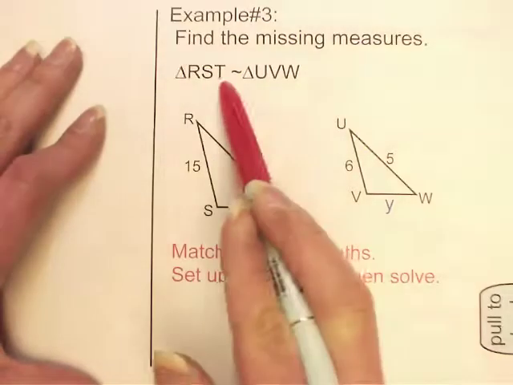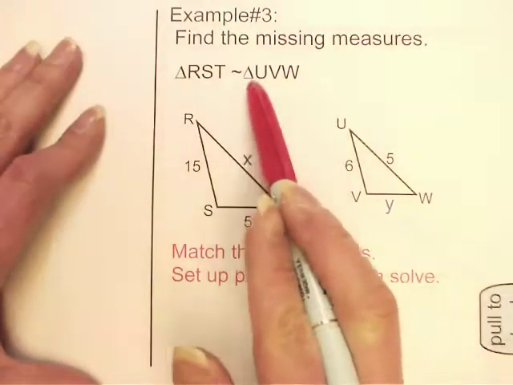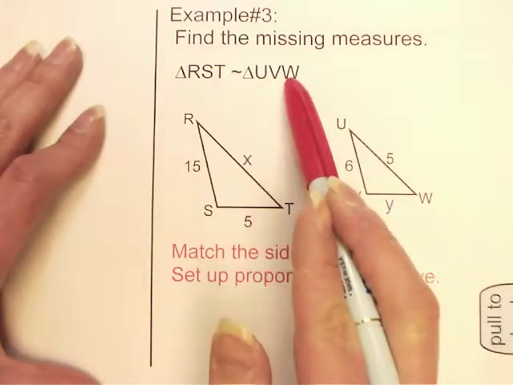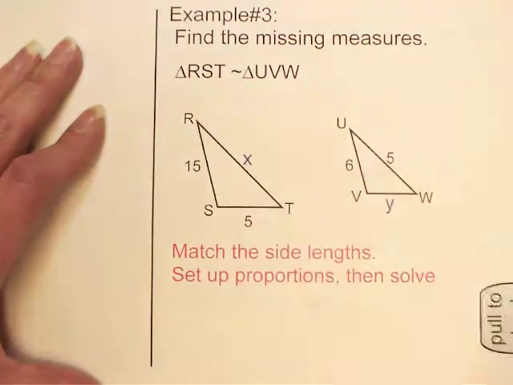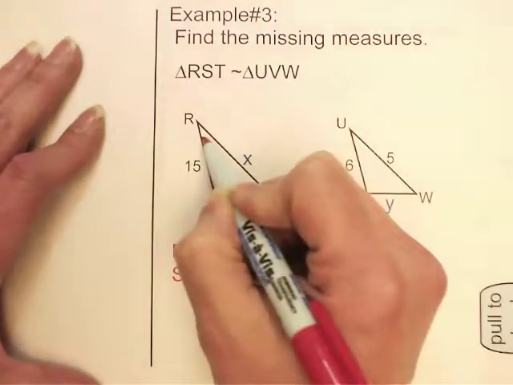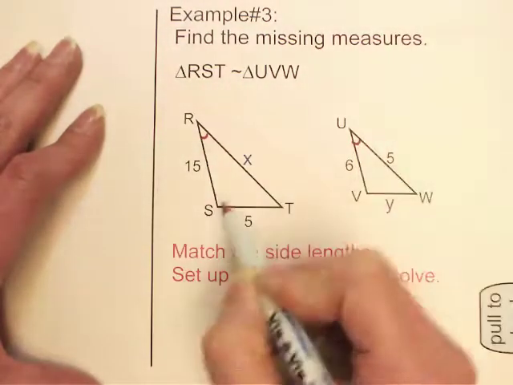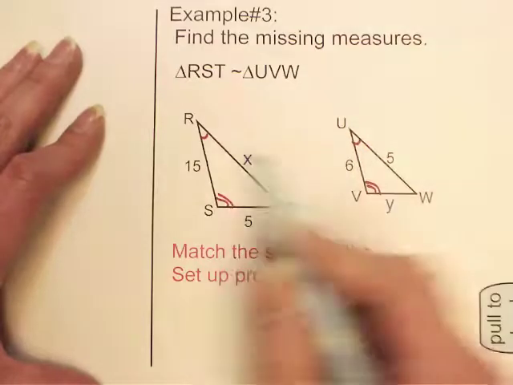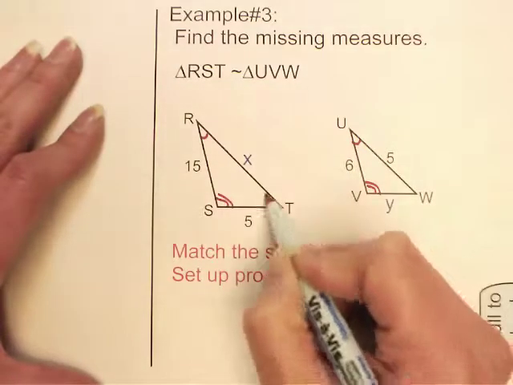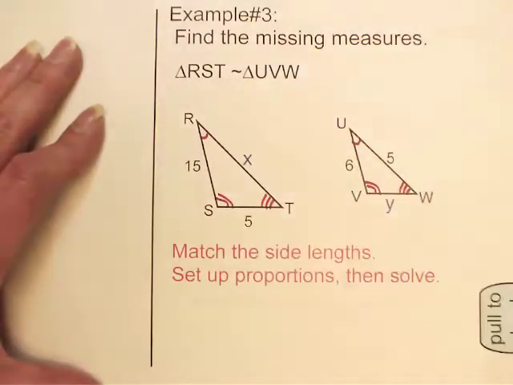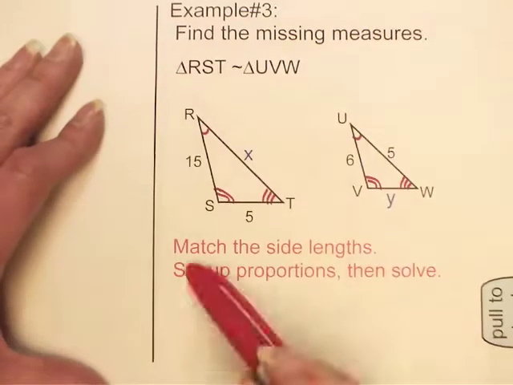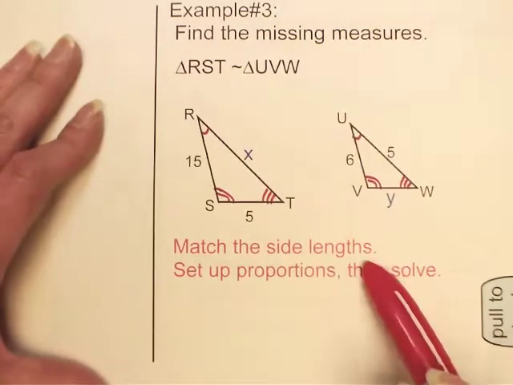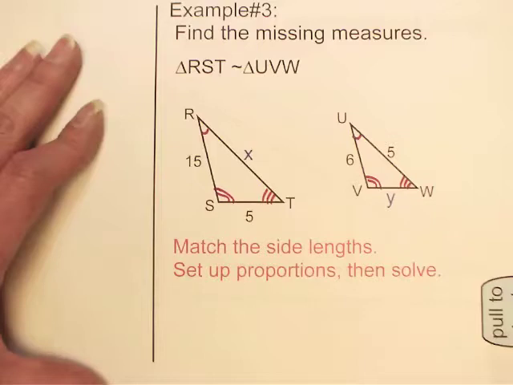Triangle RST is already similar to triangle UVW. What that means is the angles already match. So I'm going to go through and just match my angles. R matches to U, S matches to V, and T matches to W. Notice I'm putting the different marks again like I did earlier. Okay? Now I'm going to go ahead and match the sides. Here's our little note. Match the side lengths. Then after that we're going to set up proportions and then solve it. So let's match our side lengths.